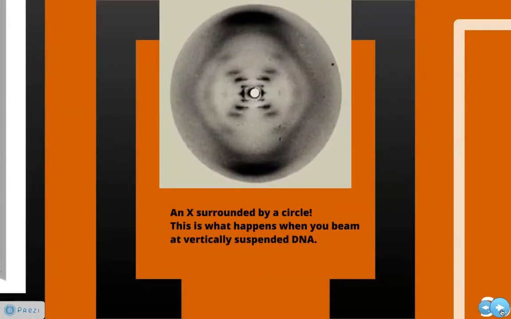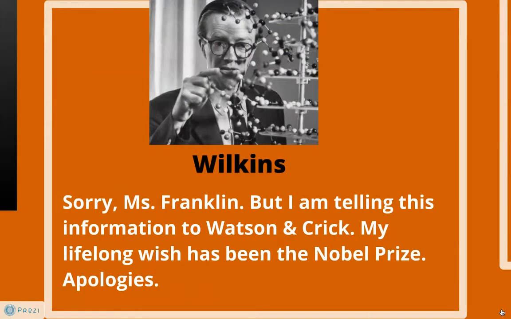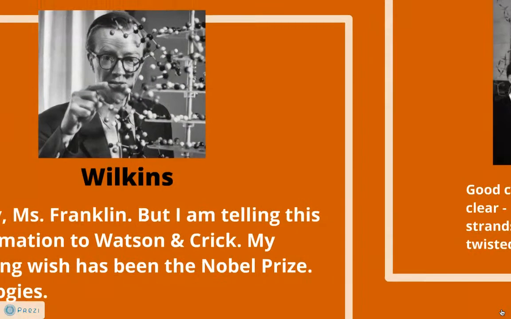The result of this, as shown in the photograph here, is an X-shaped pattern surrounded by a circle. This is exactly what happened when she beamed X-rays at the vertically suspended DNA. Wilkins was a co-worker of Franklin, but he betrayed her by sharing information with Watson and Crick without Franklin's consent.